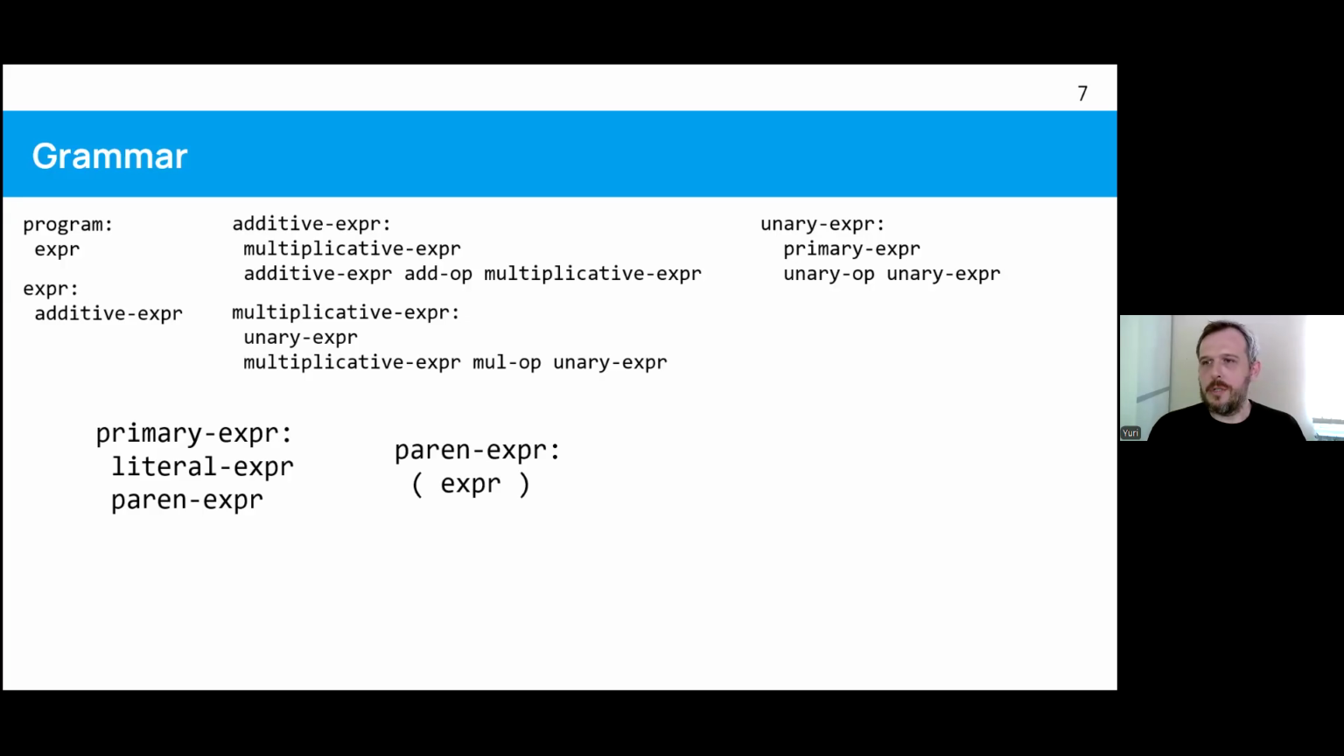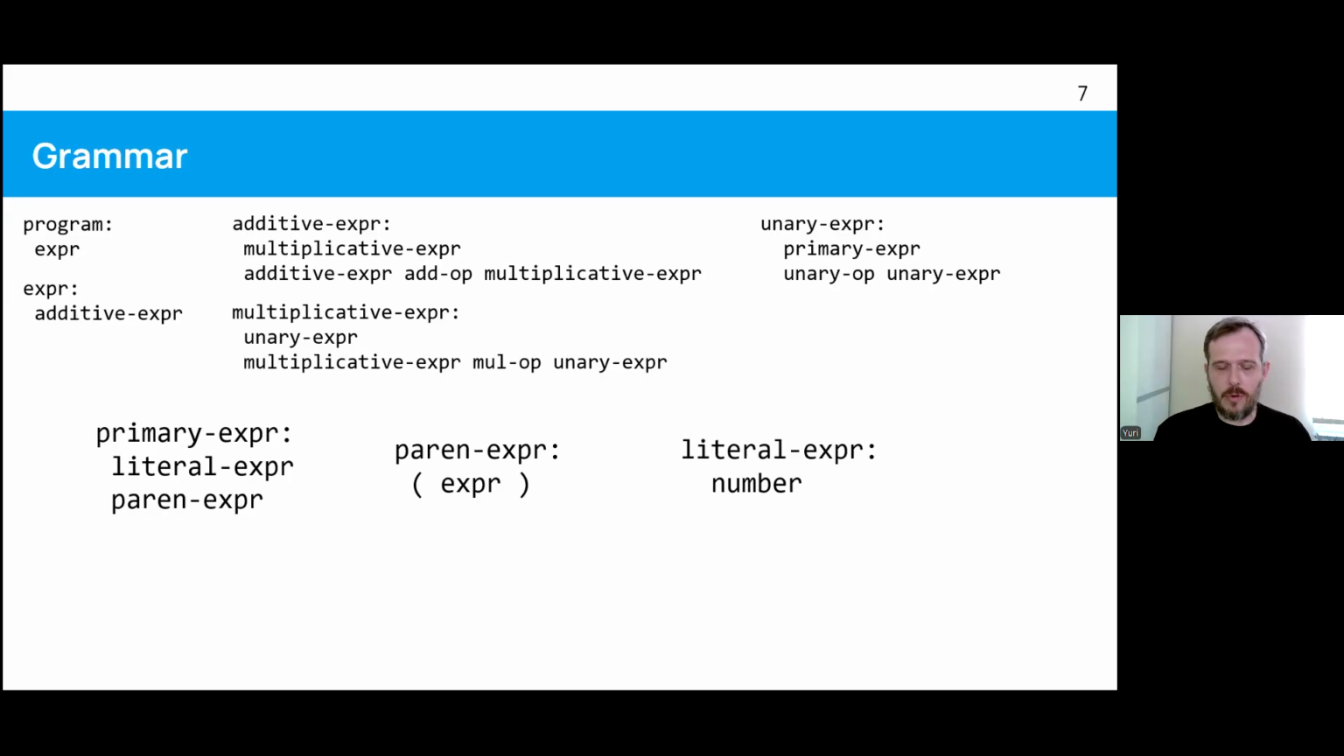A paren expression is, of course, an expression in parentheses, and a literal expression is our number. But in our case today, it doesn't really make any difference, but it's not just a number. It's going to be an int, a float, or true or false, because those things our lexer already understands. So we'll just leave them there, even though we won't be dealing with any real calculations or Boolean logic or whatever.